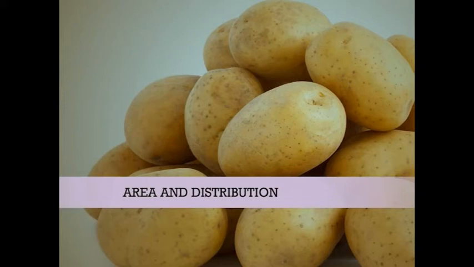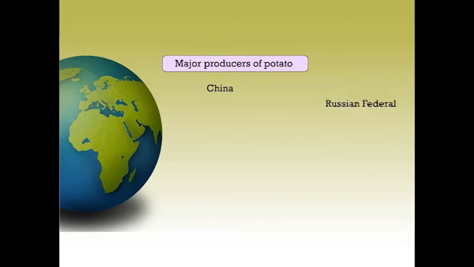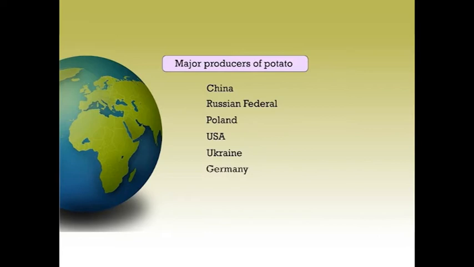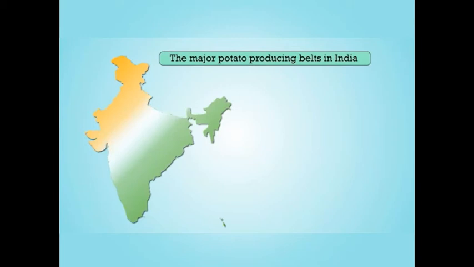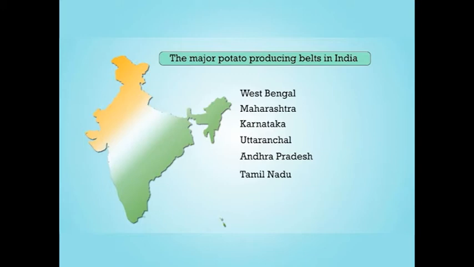Now let's have a look at the area and distribution of this crop. Major producers of potato in the world are China, Russia, Poland, USA, Ukraine, Germany, Netherlands, and the UK. The major potato producing belts in India are Himachal Pradesh, Punjab, Haryana, Uttar Pradesh, Madhya Pradesh, Rajasthan, Gujarat, West Bengal, Maharashtra, Karnataka, Uttaranchal, Andhra Pradesh, Tamil Nadu, and Assam. Potato is grown in almost all the parts of the states in India.